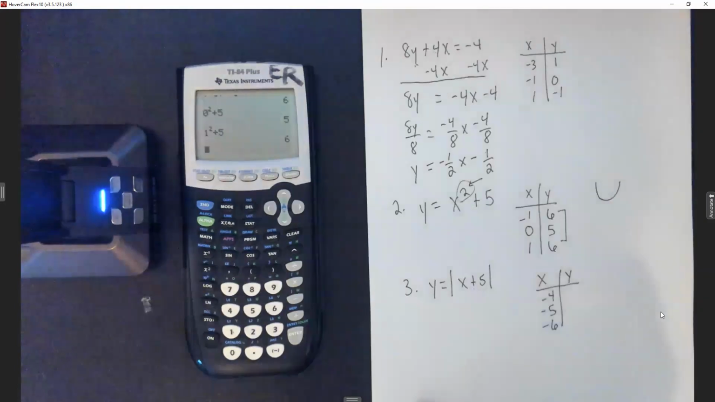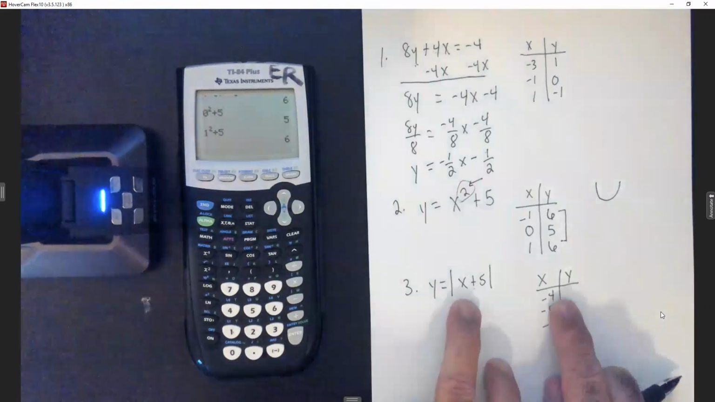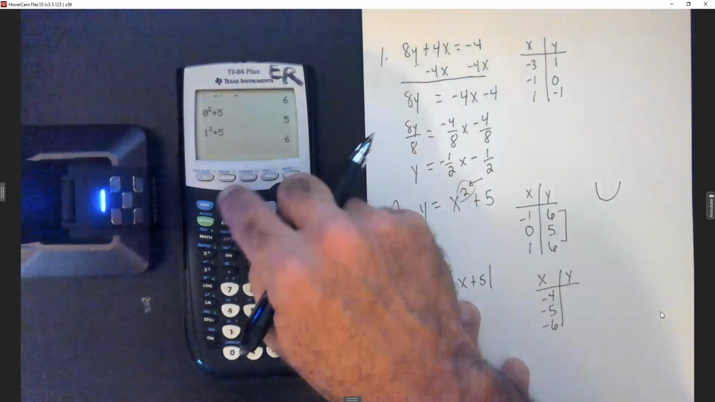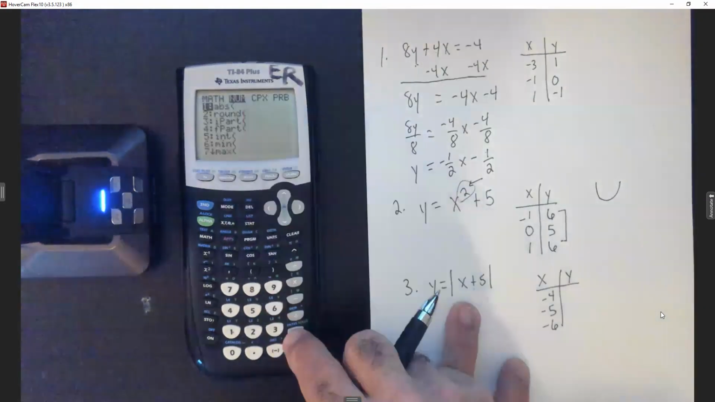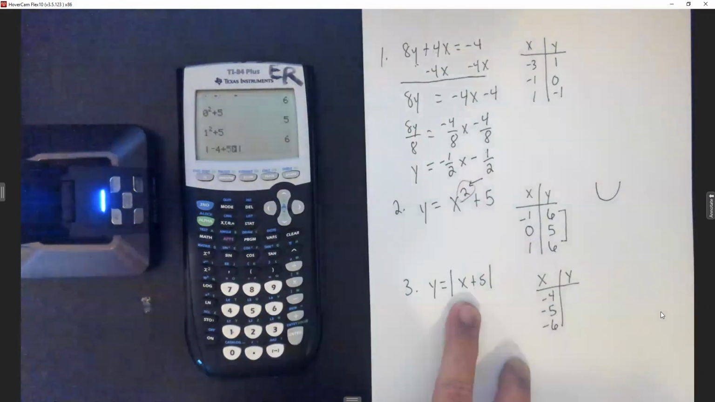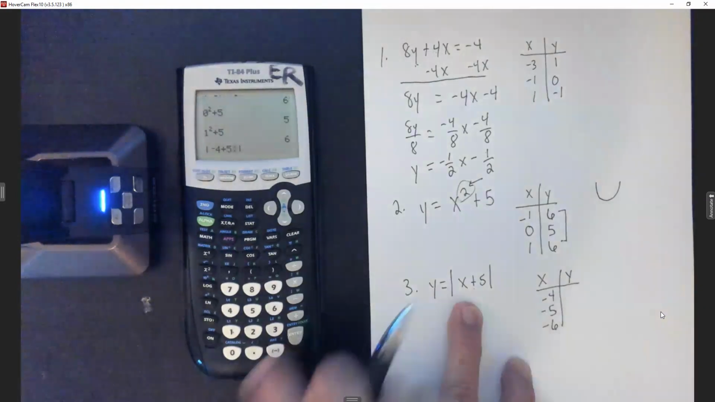So now to check these answers, I'm going to put in a -4 first. So to get absolute value, you can hit the math button, arrow over the number, and the very first thing you see is ABS, hit enter, and then put -4 plus 5. So I got -4 plus 5 in there. That's going to give me an absolute value of 1.